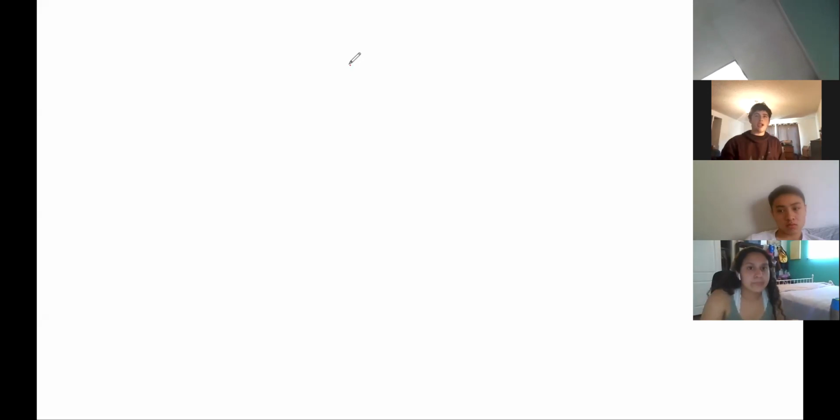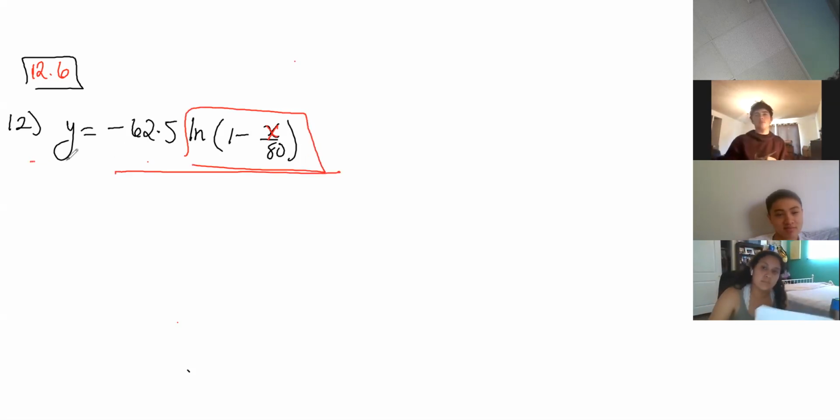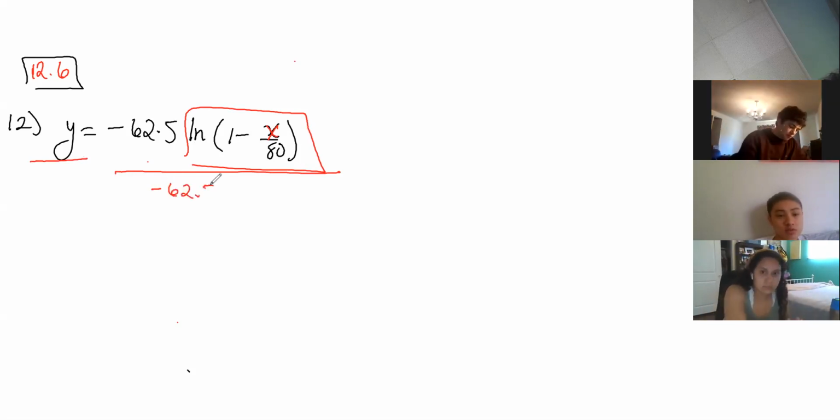Okay, can you guys all see the whiteboard? Yes. Okay, so this is lesson 12.6. And I am going to start with number 12, which is y equals negative 62.5 ln of 1 minus x over 80, close parentheses. Can you guys verify, is that correct? Yes. Okay, it's asking us to solve for x in terms of y. So x is right here. So the first thing I'm going to do is try to get this whole ln by itself. And I would do that by dividing both sides by what number? You divide by negative 62.5. Good.